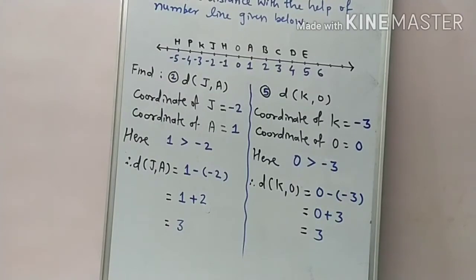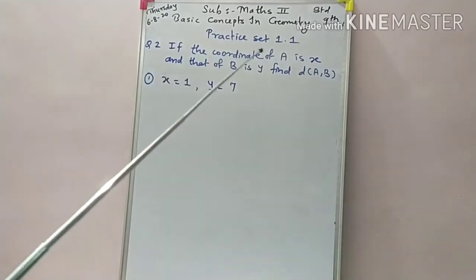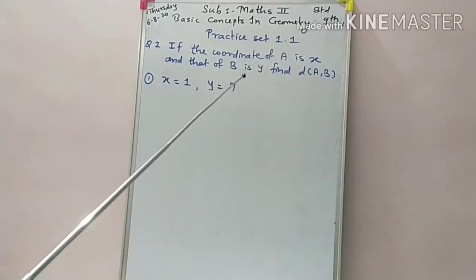Okay. Now we start our second question. In the second question, what is given? If the coordinate of A is x and that of B is y, then find the distance between A and B. Here we have the same kind of example as we saw in the first one. In the first one the number line was given, and here the coordinates are given. So x is the coordinate of point A, and y is the coordinate of point B.